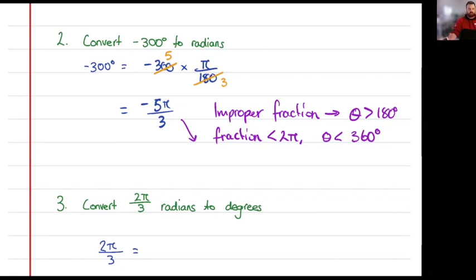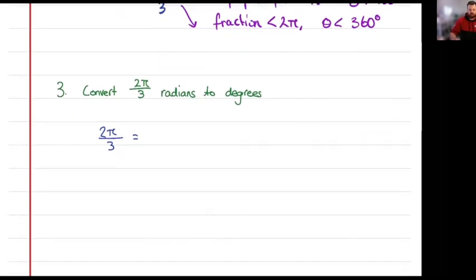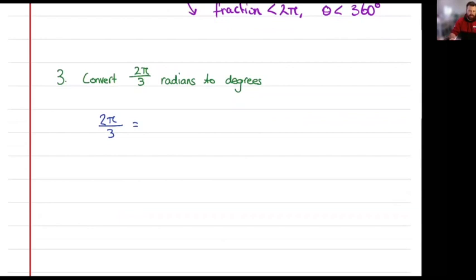All right, so just some simple things there about recognizing fractions and what we remember about fractions, and that they're greater than, less than. Okay, convert question 3. So if I'm looking at this, 2 pi over 3 radians to degrees. So looking at my fraction, it's a proper fraction. So theta is going to be less than 180 degrees. I can check that out from looking at it.